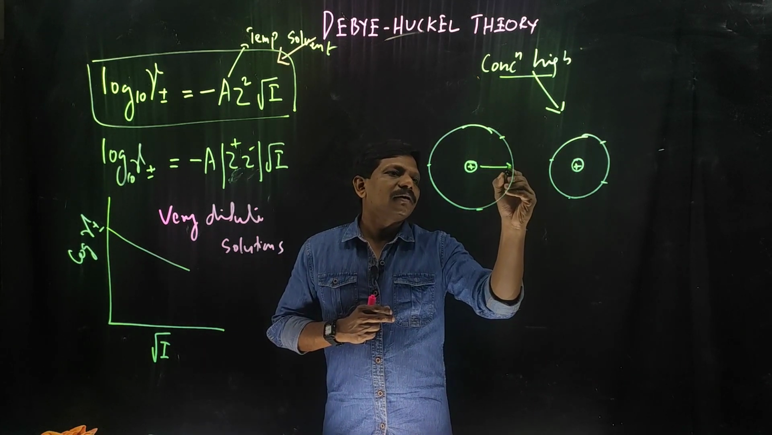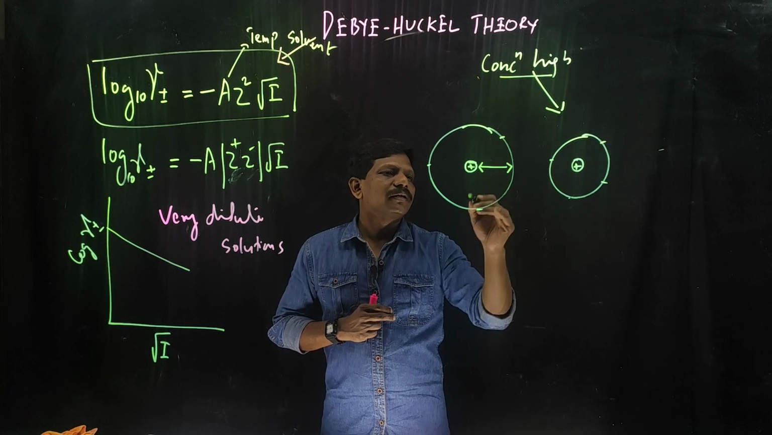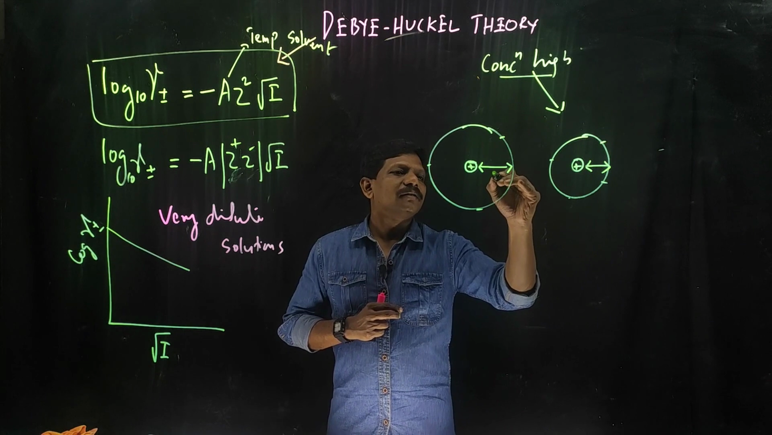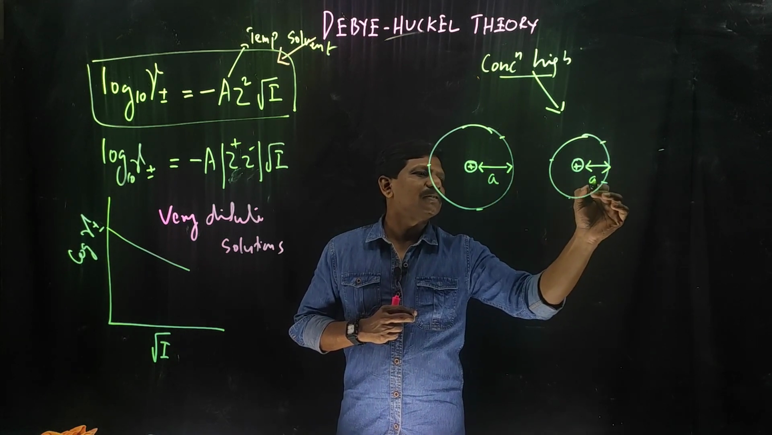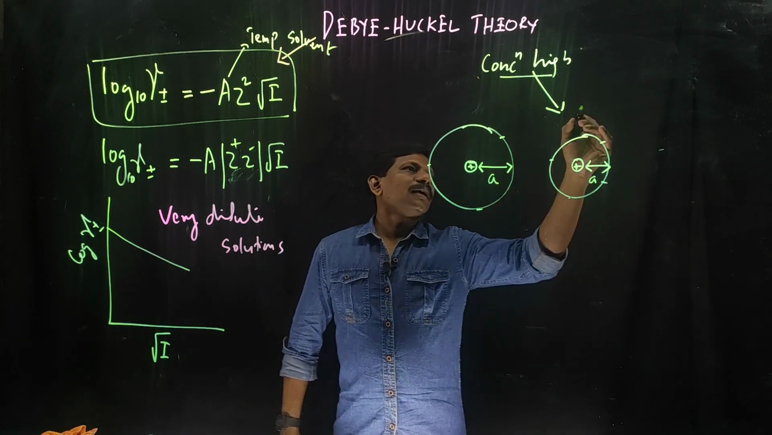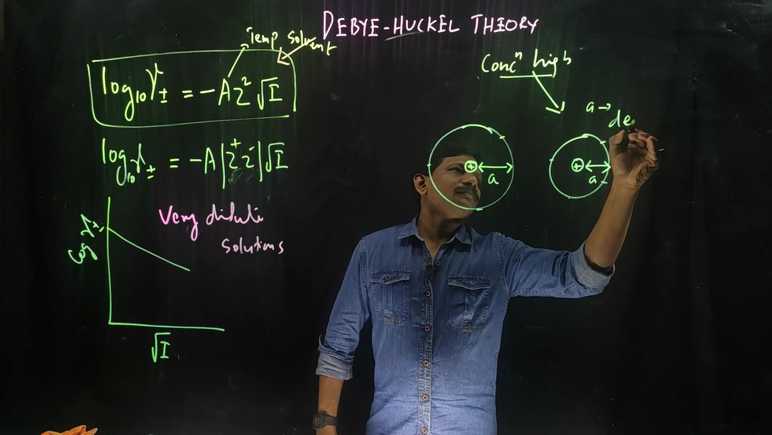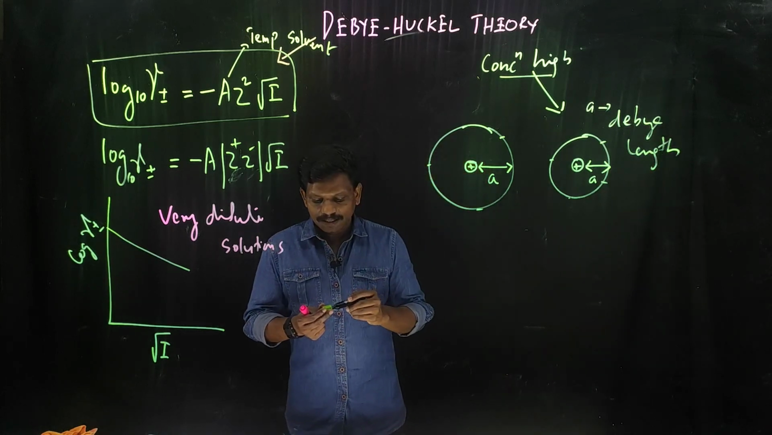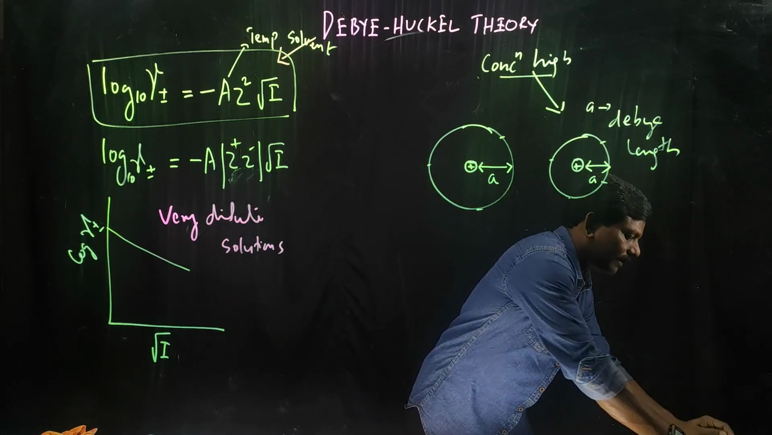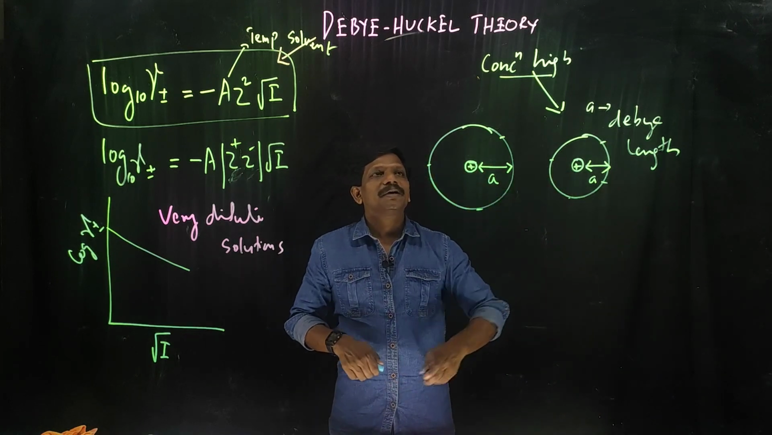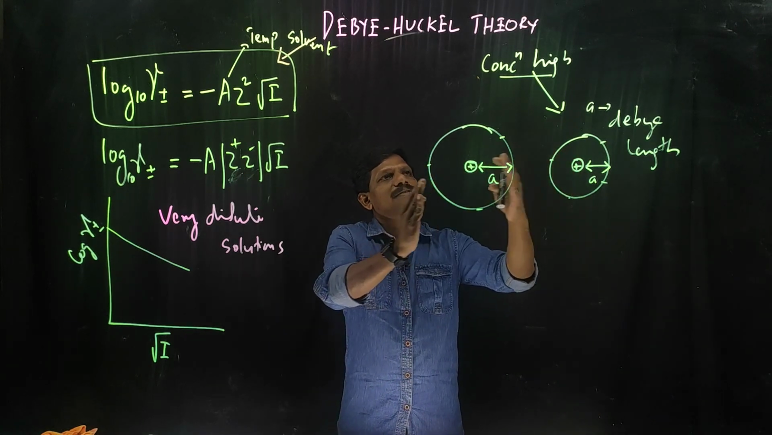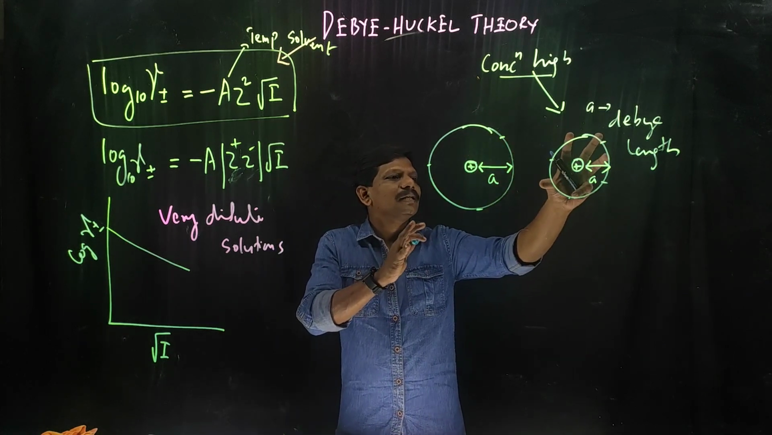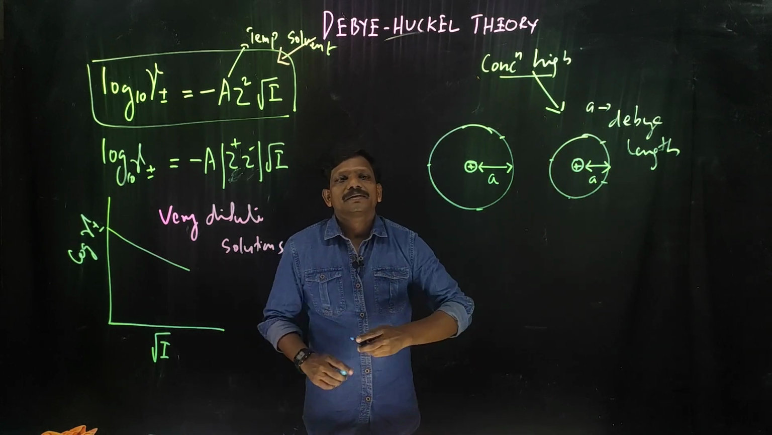So you can consider a very important parameter here, that I am just expressing as A. A is actually known as the Debye length. Okay, A is known as the Debye length. So the Debye length will change when the concentration changes. That means for high concentration, the Debye length will be very small.